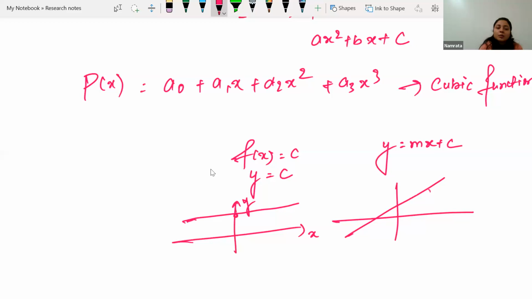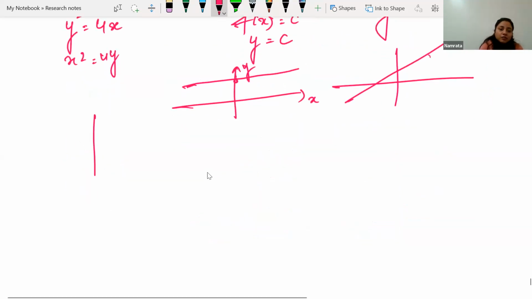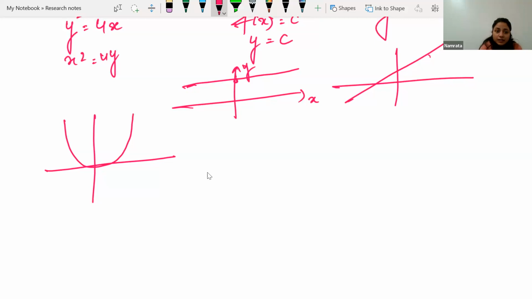Or if we are talking about a quadratic function, one example of a quadratic we can take is the equation of a parabola, y square is equal to 4x, or x square equals 4y. One example of a parabola, if we draw it, looks like this. You can see it's a continuous function, this graph is continuous, and hence we can say a polynomial function is a continuous function, continuous for all x belongs to real numbers.